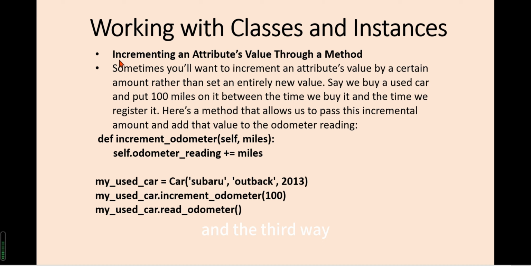The third way of changing the value of an attribute is incrementing an attribute value through a method. Sometimes you will want to increment an attribute value by a certain amount rather than setting an entirely new value. Say we buy a used car and put 100 miles on it between the time we buy it and the time we register it. So here is a method that allows us to pass this increment amount and add that value to the odometer reading. So we next add a fourth function in the class called increment_odometer(self, miles).